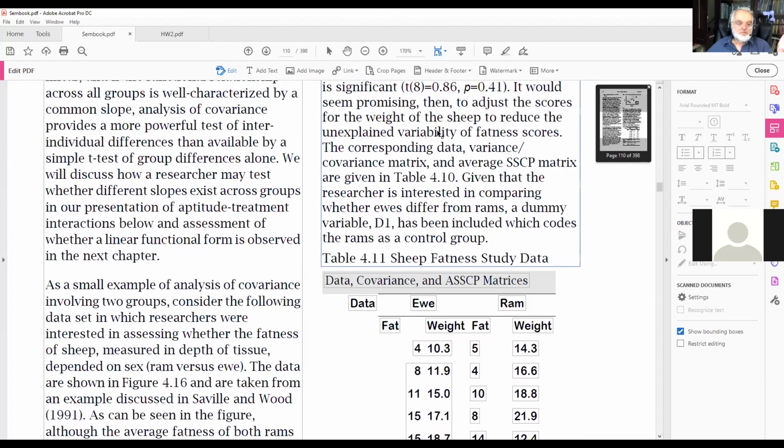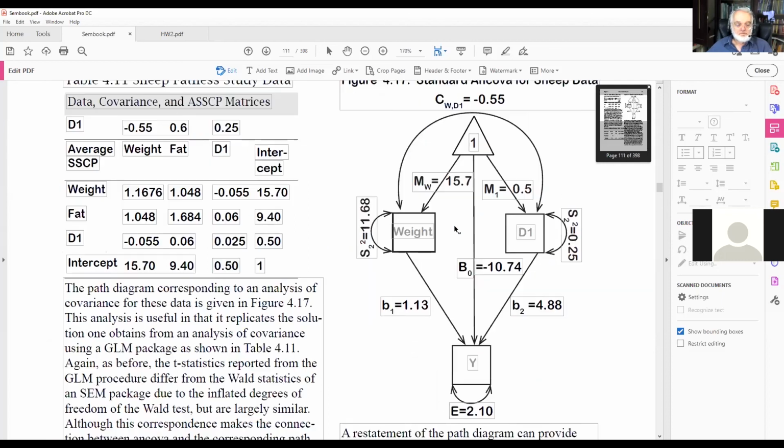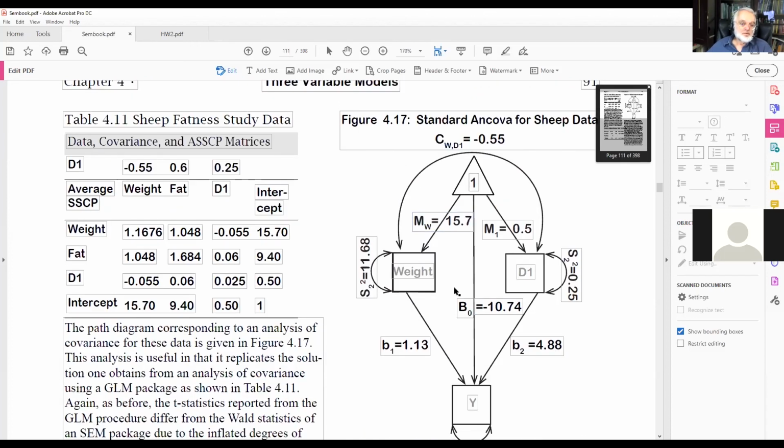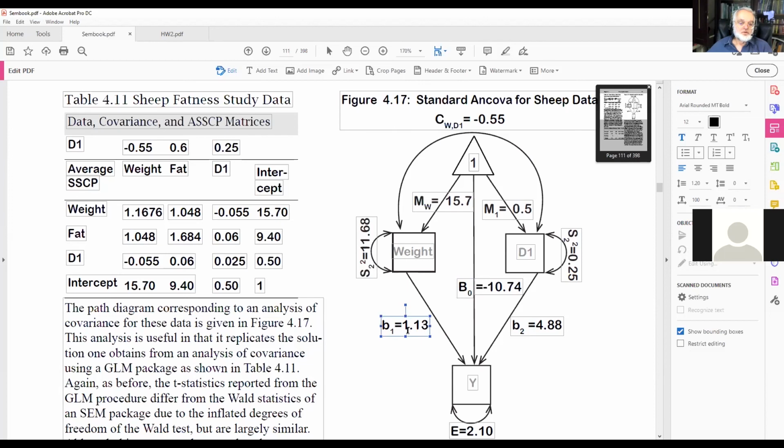But the end of the story here is, if you're doing an analysis of covariance, this is your path diagram. And these coefficients then represent the unstandardized regression weight. And this represents the amount higher or lower of ewes relative to rams. And this represents your intercept. So this would be the predicted fat of a sheep which was a ram, which had 0 weight.